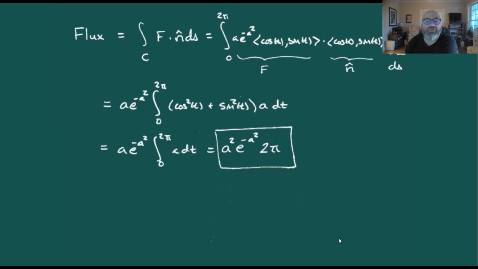Putting all of that together into our integral, we get the integral from 0 to 2 pi. We've got our vector field F evaluated along the curve, we've got our unit normal that we calculated, and then we've got our ds. We put all of those together to get one integral, and it just reduces to the integral from 0 to 2 pi of a dt, which just gives us a squared e to the negative a squared times 2 pi.